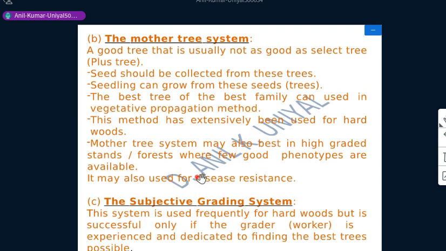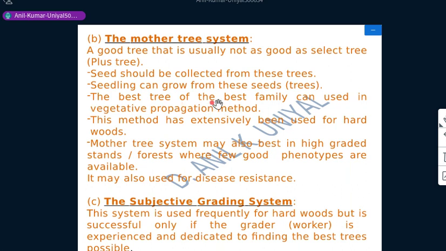Okay, next we have the mother tree system, which is again used in uneven forest or sprout origin forest. A good tree that is usually not as good as a selected tree. Any good tree that is having all or maximum desirable traits, seeds should be collected from these trees. Seedlings can grow from these seeds. Okay, the best tree of the best family can be used in vegetative propagation methods also.